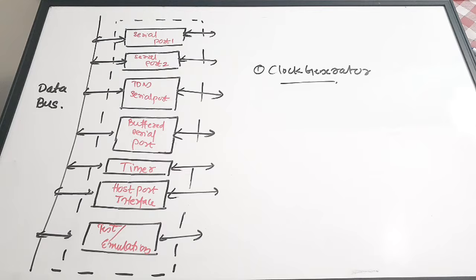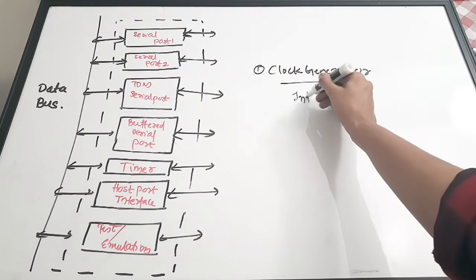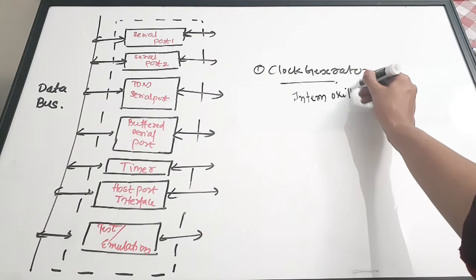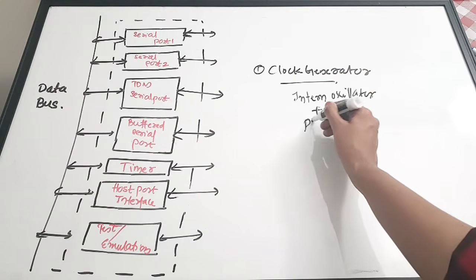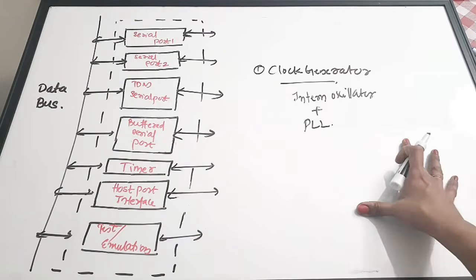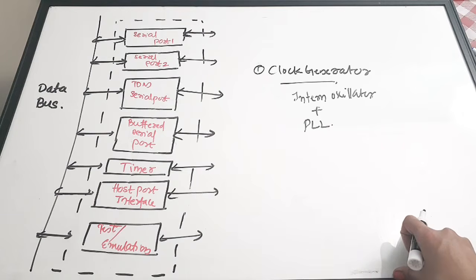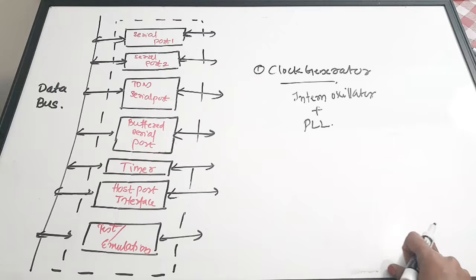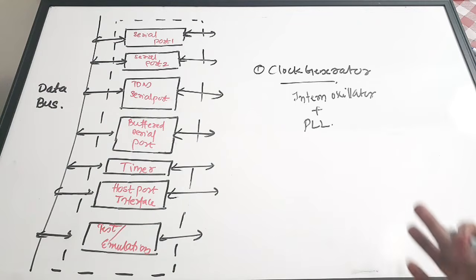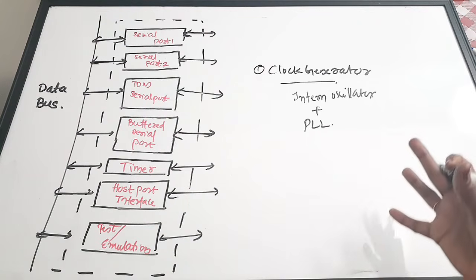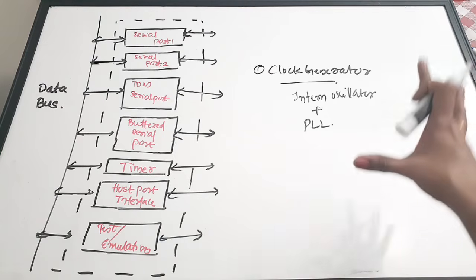It consists of an internal oscillator and a PLL. This clock generator circuit is driven with the help of an external crystal resonator. So this crystal resonator drives the clock generator, and it will be providing the sufficient frequency or signals for this clock generator.